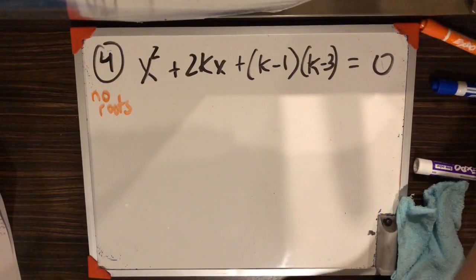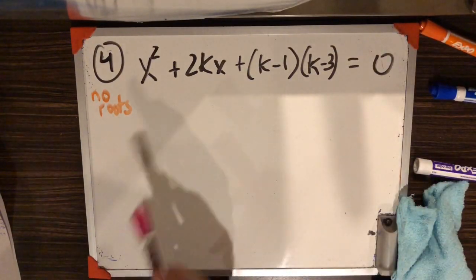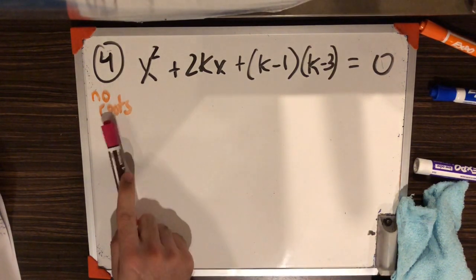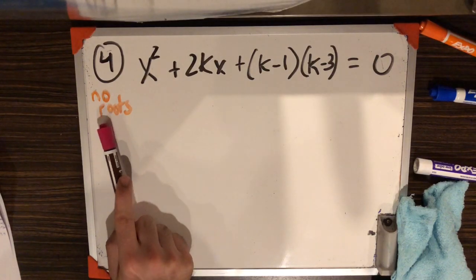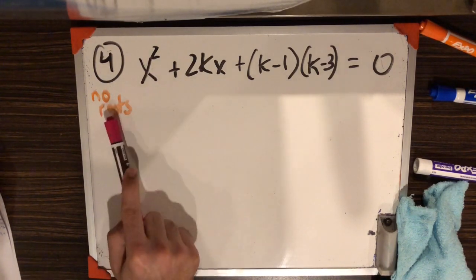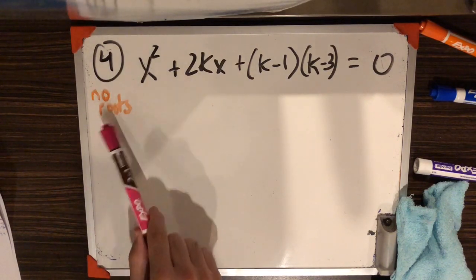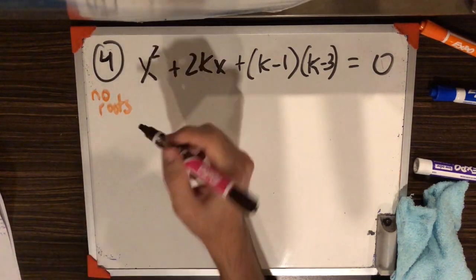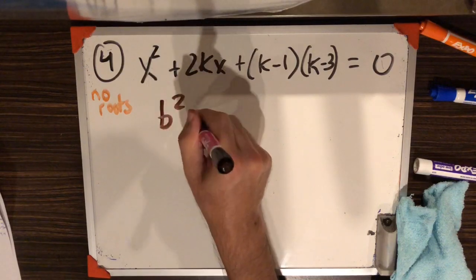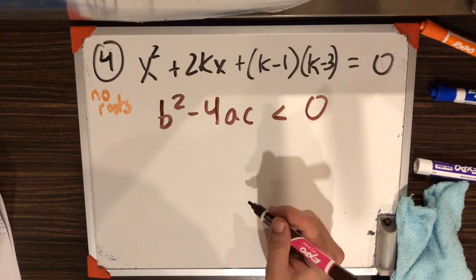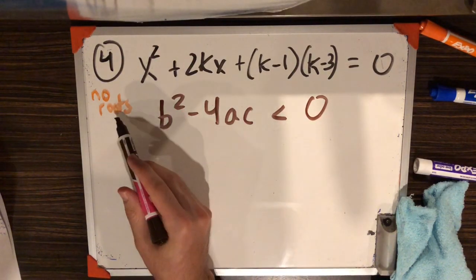Number 4. Okay, let's take a look at number 4. Now, for number 4, I have this following equation, and I remind you in the question that there are no roots. And I asked you to find the range of values for k. Okay, now I'm telling you there's no roots, right? There's a specific reason I'm telling you there's no roots. When there's no roots, what should you think of? Well, you should think of b squared minus 4ac being less than 0, right? Because that's the only time you have no roots.